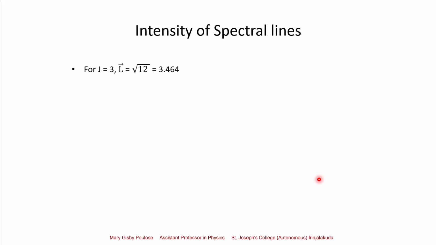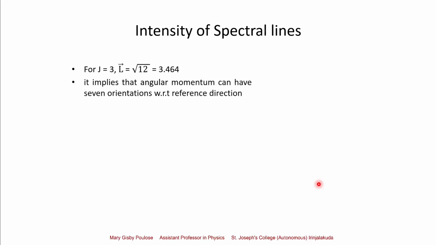Now for j equals 3, the angular momentum L is equal to square root of 3 into (3 plus 1), that is square root of 3 into 4, that is square root of 12. We get 3.464. The integral values of L will be plus 3, minus 3, plus 2, minus 2, plus 1, minus 1, and 0. That is, the angular momentum can have 7 orientations with respect to the reference direction.